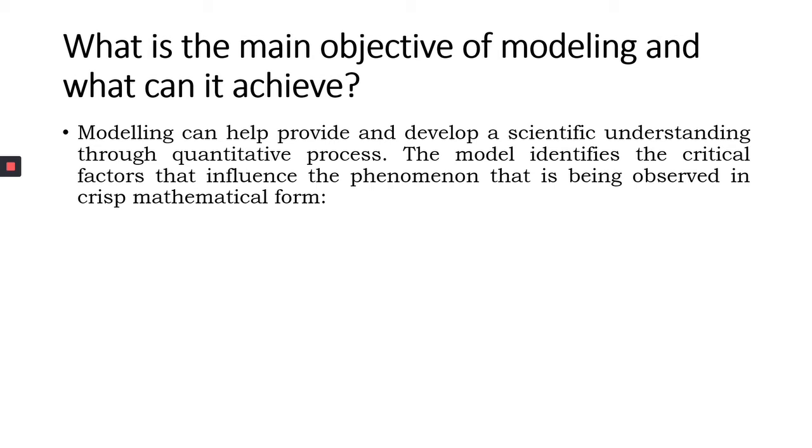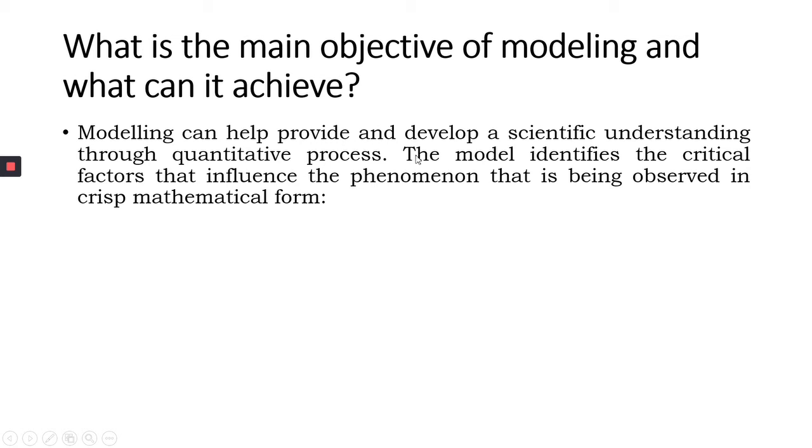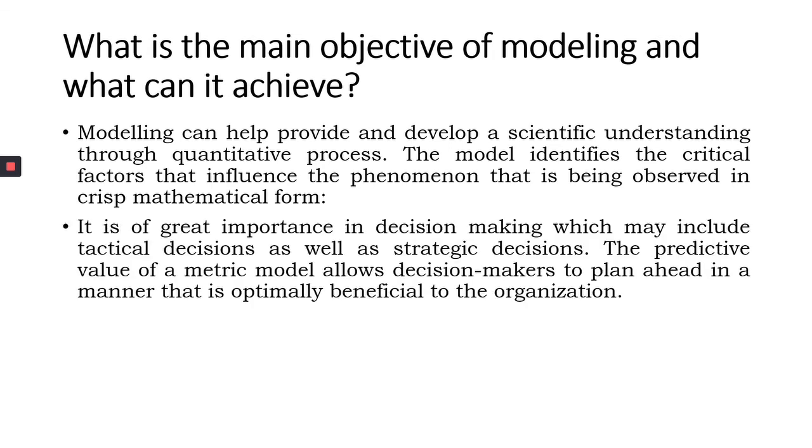So what is the main objective of mathematical modeling, and what can it achieve? Mathematical modeling can be used for a number of reasons. This may include one or more of the following. So first, modeling can help provide and develop a scientific understanding through quantitative process, and the model identifies the critical factors that influence a phenomenon that is being observed in crisp mathematical form.